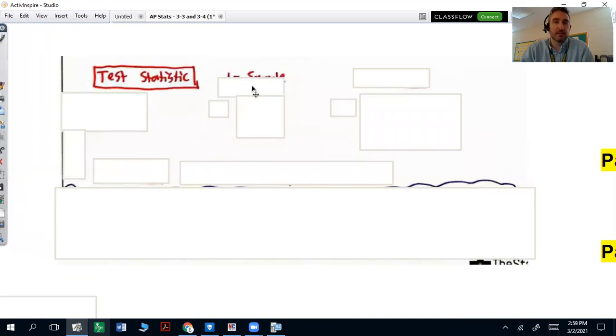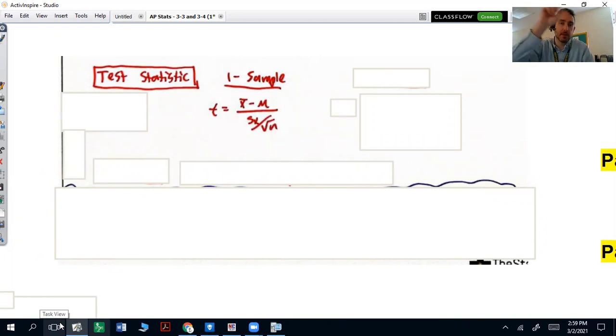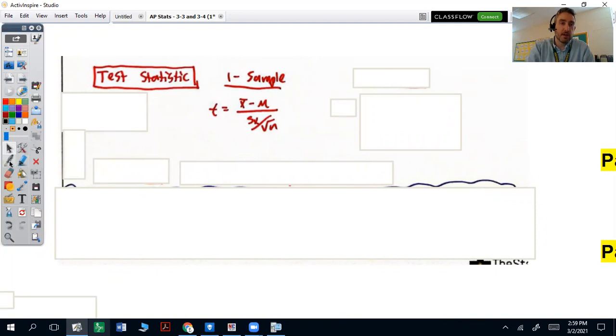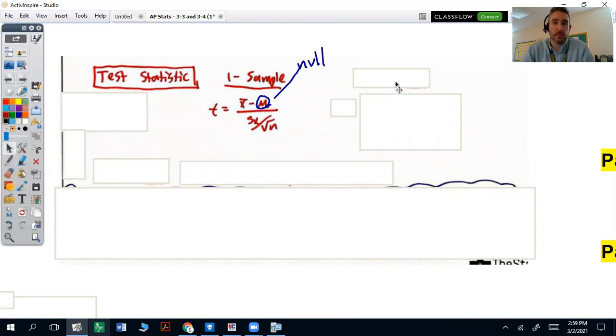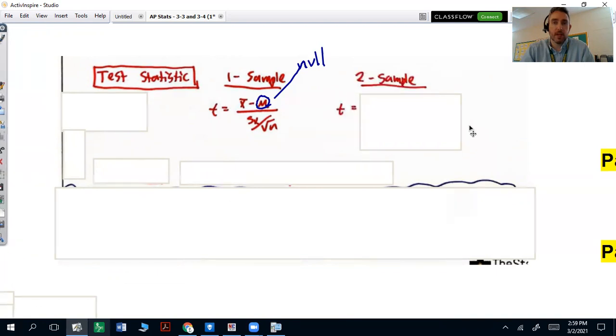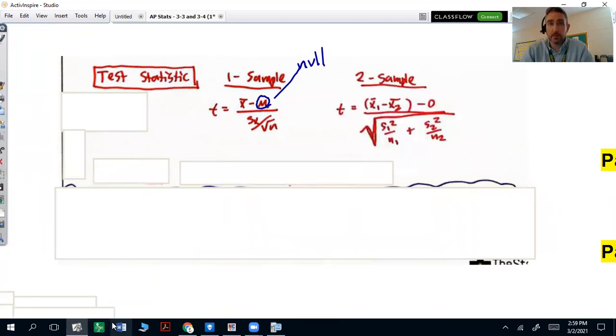Our test statistic. Now this can get a little bit tricky, right? For a one sample, it's going to look like this. Our t is the sample mean minus population mean, which is the null, divided by the standard error. Remember that this is the null. So when you see mu here, whatever the null is, that's your test statistic. For two-sample, it's the difference minus 0 divided by the combined standard error formula, which these two are on your AP Stats formula sheet.